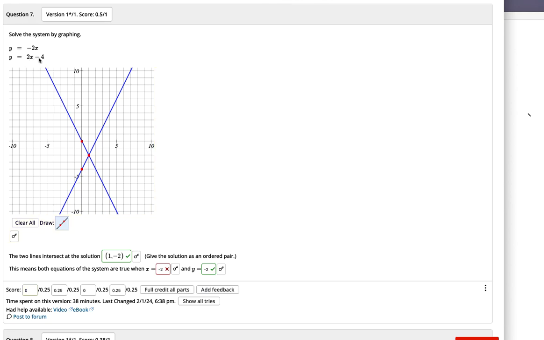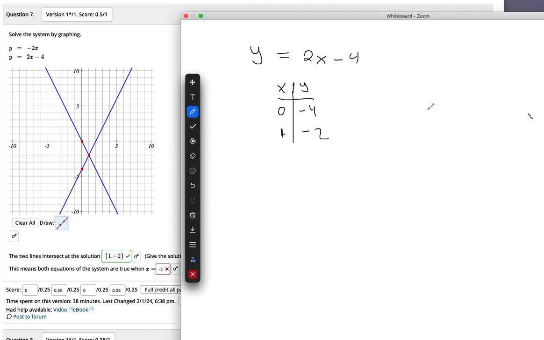The other way to look at this is we're going to start on negative 4 because that's our b, that's our y-intercept, and then rise over run 2 over 1, so it's going to go over 1 and up 2. So same thing whether or not you use the slope and the intercept or you make a table, whichever one works best for you. Hopefully that helps.